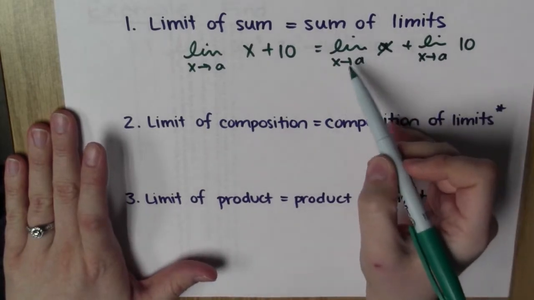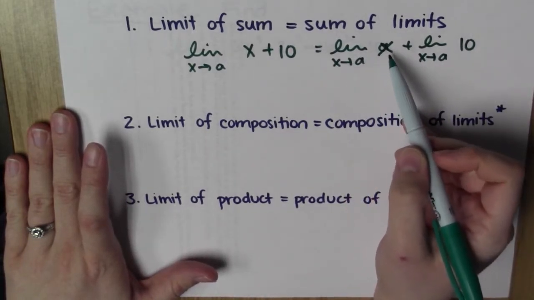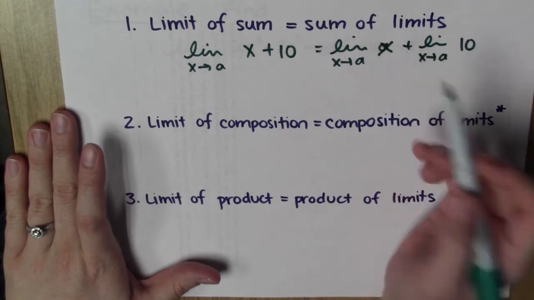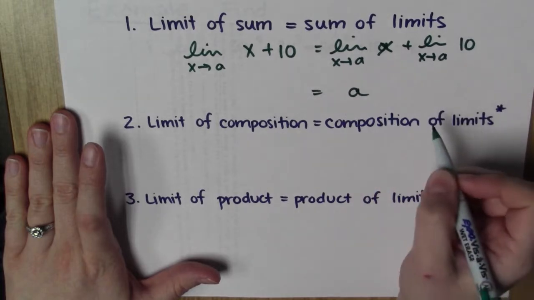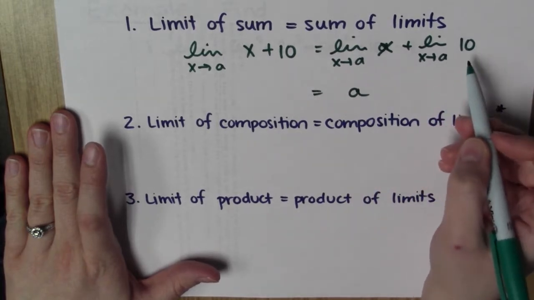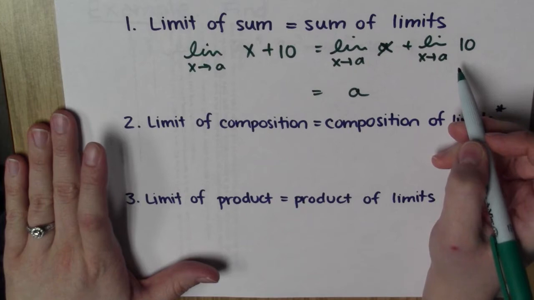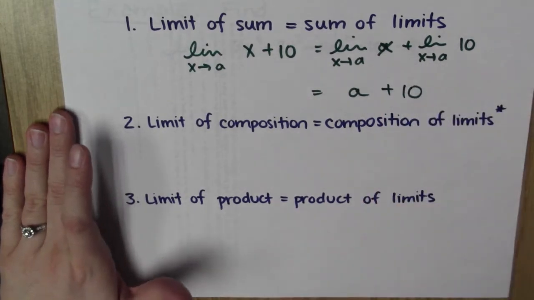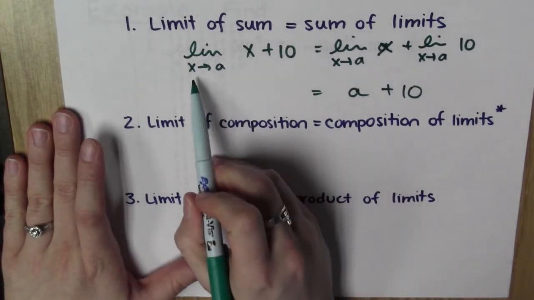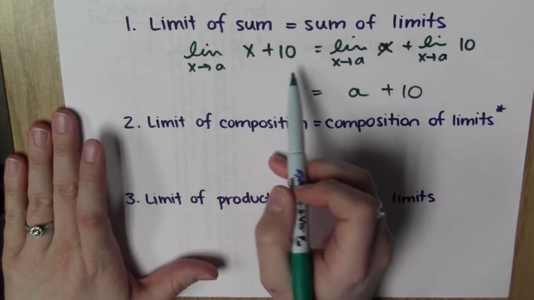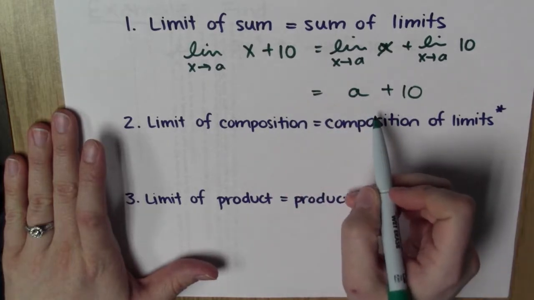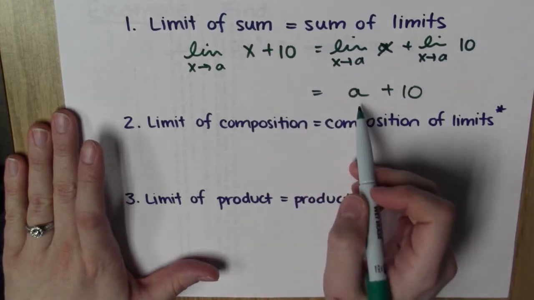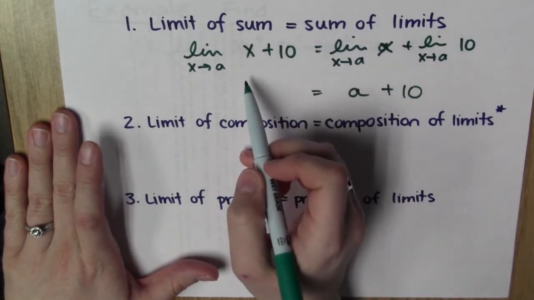Now I know that the limit as x goes to a of just x, this function is x wherever I'm at, so the limit as x goes to a of x is just a. And then the limit as x approaches a of 10, well, this function is just 10 everywhere, so no matter what a is, this should be 10. So look at what I got. I go back here, I want to know the limit as x approaches a of x plus 10, and I got a plus 10. So when I had this x, I could think about just plugging in a as long as this is a polynomial.